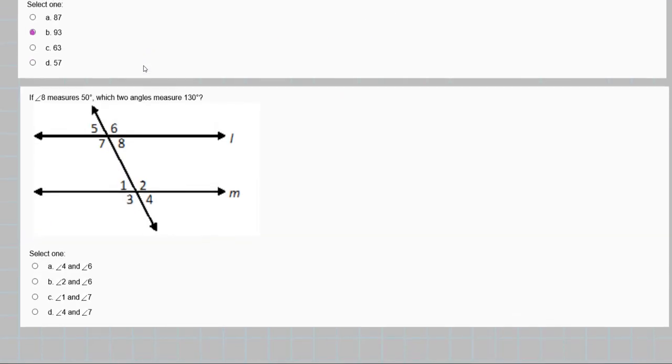Last one for this video, then flip over to the next one. If angle 8 measures 50 degrees, so that's 50 degrees in there, which two angles measure 130? So 50 and 130 add up to 180 degrees. These are supplementary angles. So I know that this one is 50, this one is 50, and this one is 50. All of these angles I've just written in blue here are 50 degrees because these are transversals, and we just know that pattern, I hope by now.